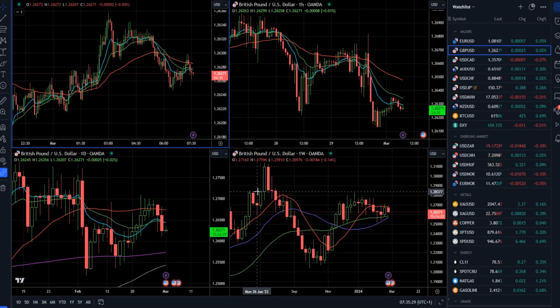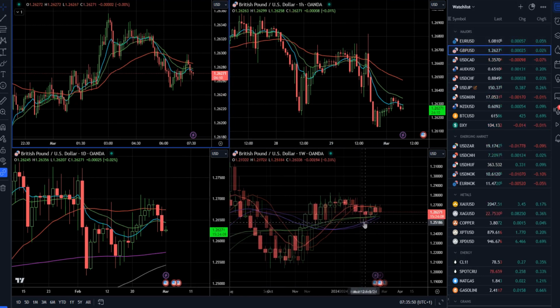I will start with the British pound versus US dollar first. What you can see here is that we have a multi-time frame view. 5-minute chart in the top left, hourly chart in the top right corner, daily time frame on the bottom left, and the weekly time frame on the bottom right. And this is the pound dollar. So let's start from the higher time frame first.